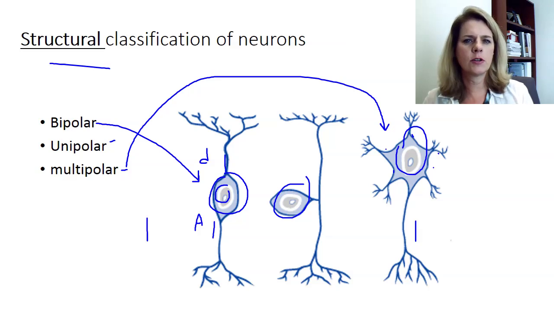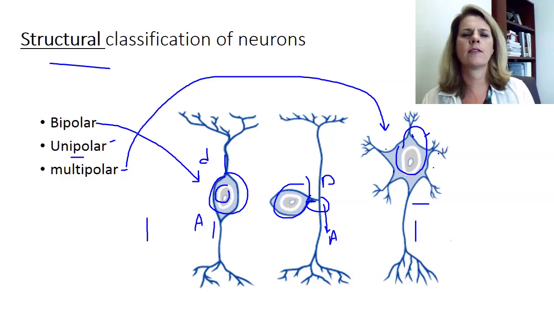So a multipolar is one axon and more than one dendrite. So you have at least 2 dendrites, and it can be 2 or 3 or up to 3 or 4, 5, 6, 7, 8 dendrites. So multipolar, one axon and multiple dendrites. Unipolar, a little different. You have one something coming off the cell body that divides into an axon portion and a dendritic portion. Okay, so bipolar has 2 things coming off the cell body, one axon, one dendrite. Multipolar has one axon and multiple dendrites, and unipolar has one process that divides to have an axon end and a dendrite end.